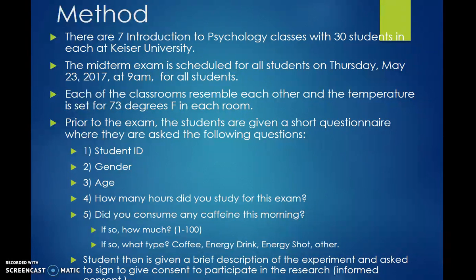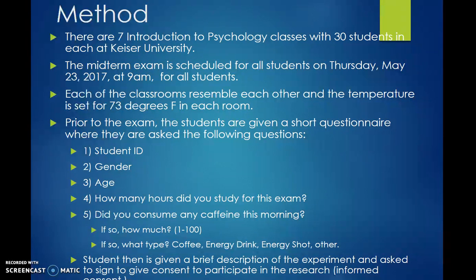Now, why would I ask all those questions? Well, because all I want is the caffeine, right? But you ask more questions, things like gender and age, because at some point, if you do get a significant result, you might want to look at it even more. Is there a difference between men and women, how they perform? Is there a difference between age? Is there a difference between studying? So you could actually compare studying, caffeine intake, and the results on the exam.